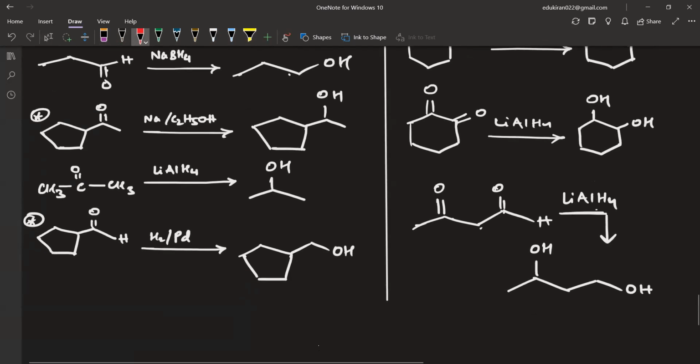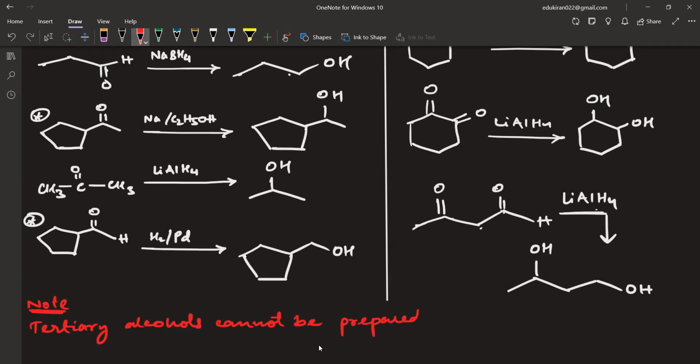Write a note. Tertiary alcohols cannot be prepared by reduction of aldehydes and ketones.